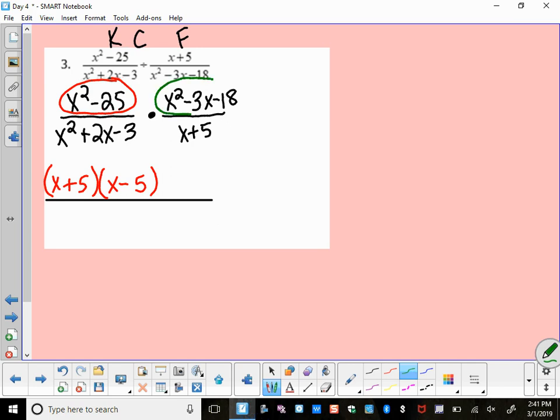Okay, then I have x squared minus 3x minus 18, and do my factoring. I need two numbers that multiply to give me negative 18 and add to give me negative 3. Don't forget we have the flip flop, AM, MA. So that would be 6 and 3. My 6 gets the negative. We have x minus 6 times x plus 3.